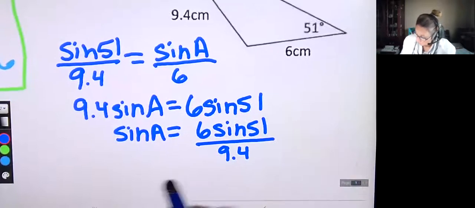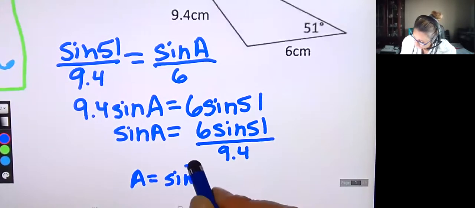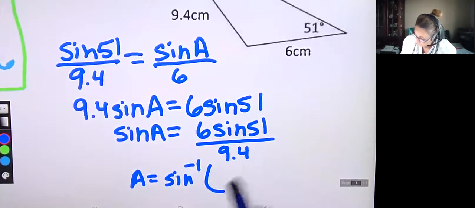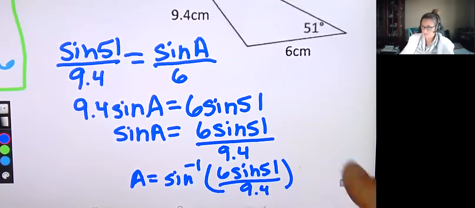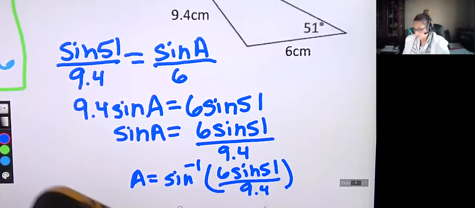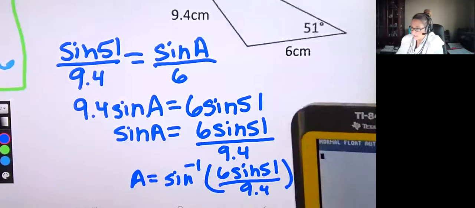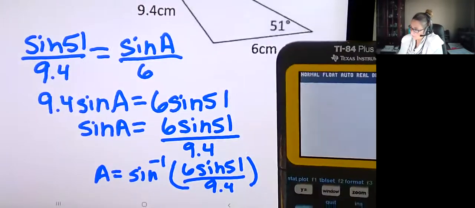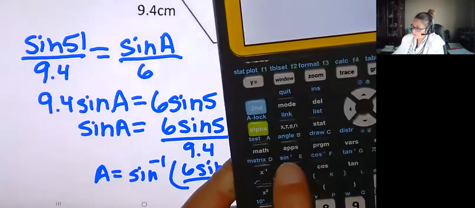So what I'm going to do is A is going to equal sine inverse of this whole thing, 6 sine 51 over 9.4. And again, I'm not going to calculate that and then have to write it down. I am going to just take sine inverse of this whole thing. So sine inverse is again going to give me back the angle.